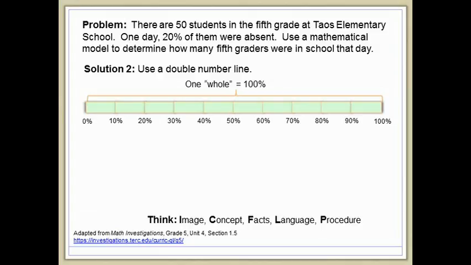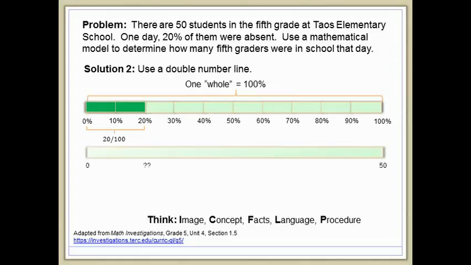20% then of this is represented by 2 of these units that I broke it into. If the student happens to notice that this is 1/5, that's great, but it's not necessary. Really just need to notice that it's 20 out of 100. And so now the question is, how do we translate this percentage into a number of students? And to do that, we're going to represent the number of students as a bar of equal length, 0 to 50.